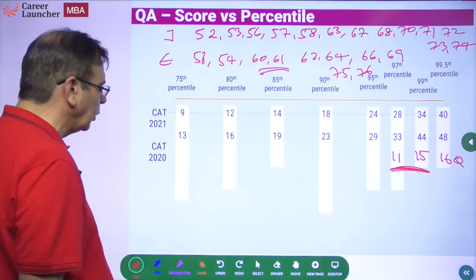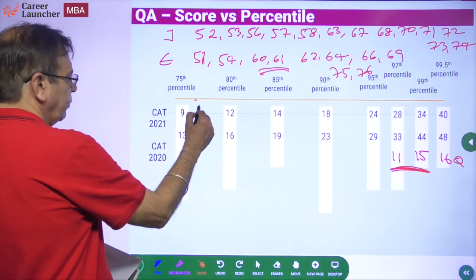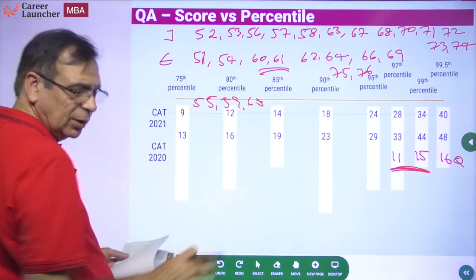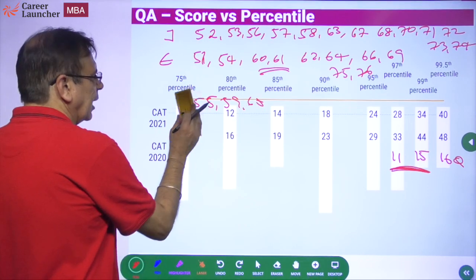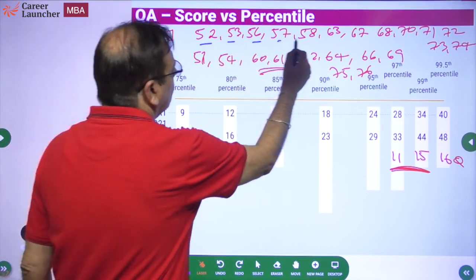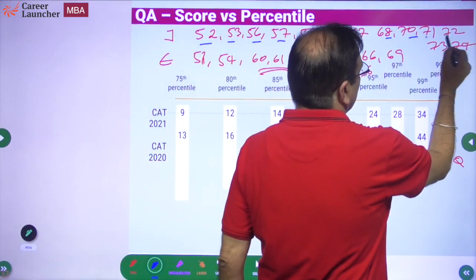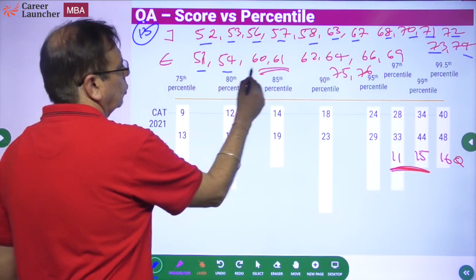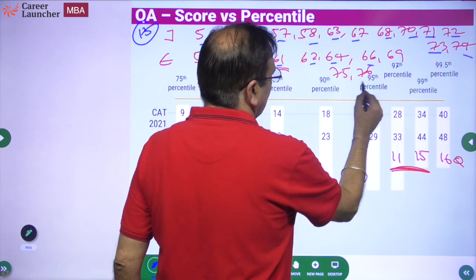Okay, and the ones which we have not really bothered about are 55, 59, 65. We have not really bothered about those questions, so let's not worry ourselves about it. Okay, critical thing. How many questions? 1, 2, 3, 4, 5, 6, 7, 8, 9, 10, 11, 12, 13. 1, 2, 3, 4, 5, 6, 7, 8, 9, 10.